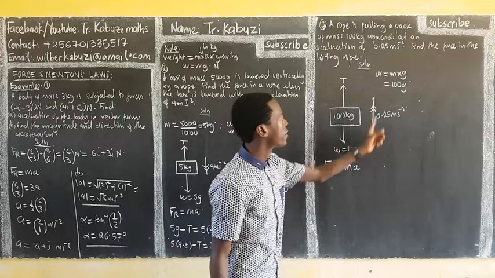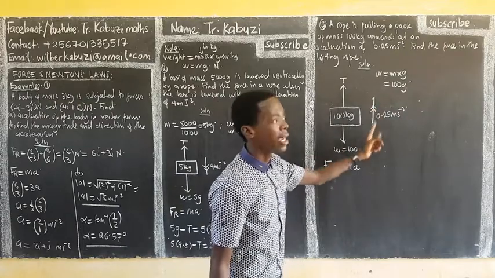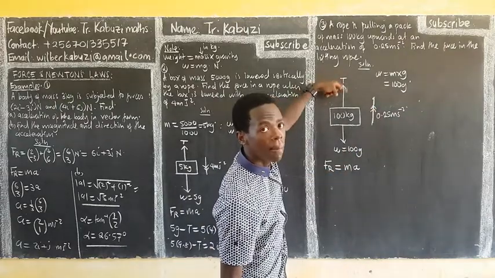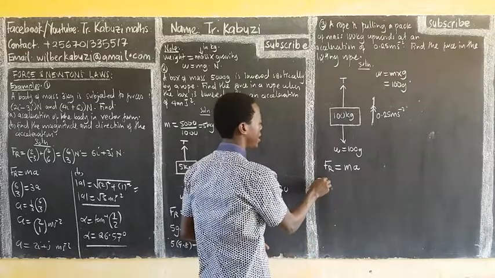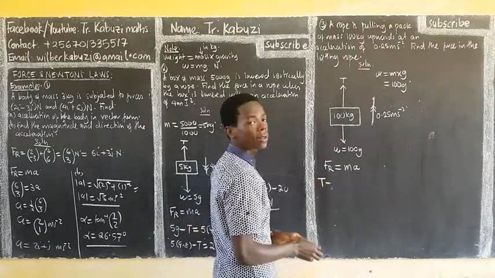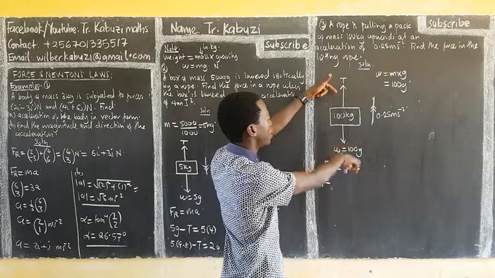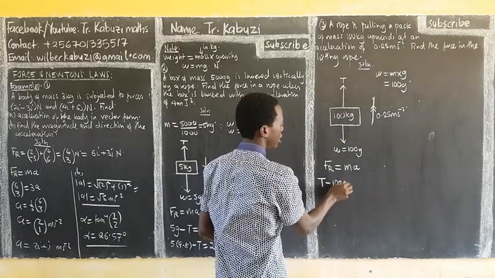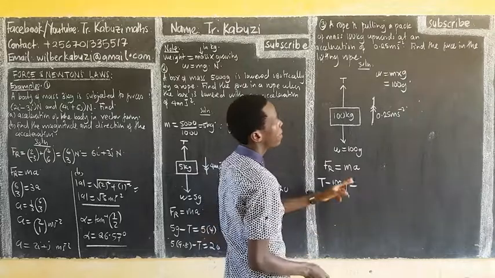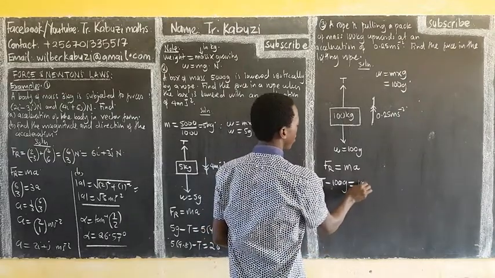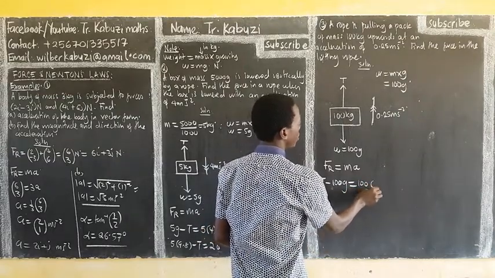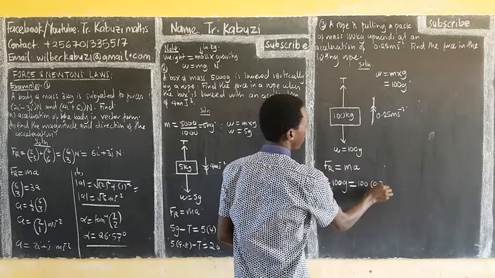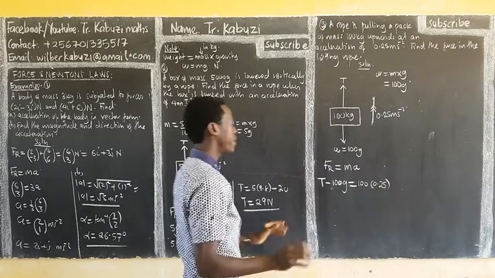So our force is going upwards. What is taking it upwards? This one, T. So there we say T minus what is opposing, what is acting down, which is 100g, equals the mass of the particle, which is 100, times the acceleration, which is 0.25. As simple as that.